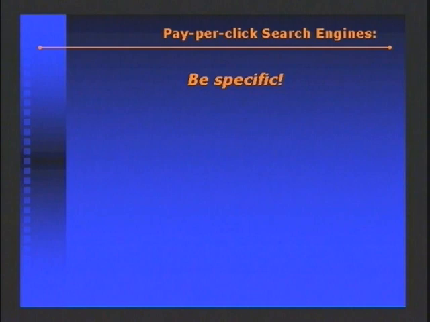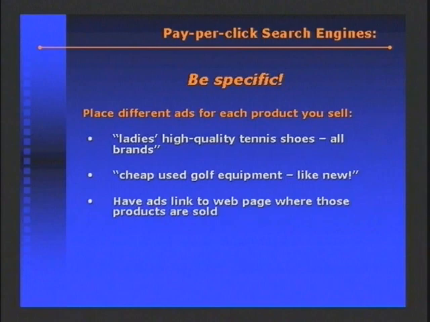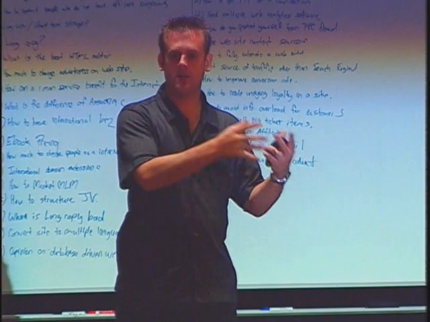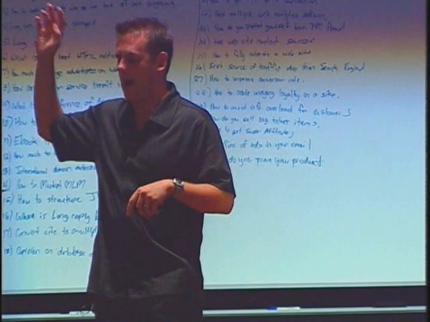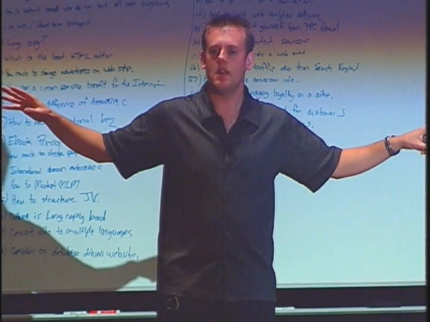Be specific, place different ads for each product you sell. A lot of people will set it up and send it to a main page on their site. Say, we'll use fishing as an example this time. We're getting away from the dog stuff. Say you have all sorts of different fishing rods, and fishing tackle, and fishing gear, float tubes, fly fishing, whatever. If you drive all of that traffic from all these different, slightly unrelated keywords to one page, they're going to get there and then they have to find what they're looking for, and if it's there or not.